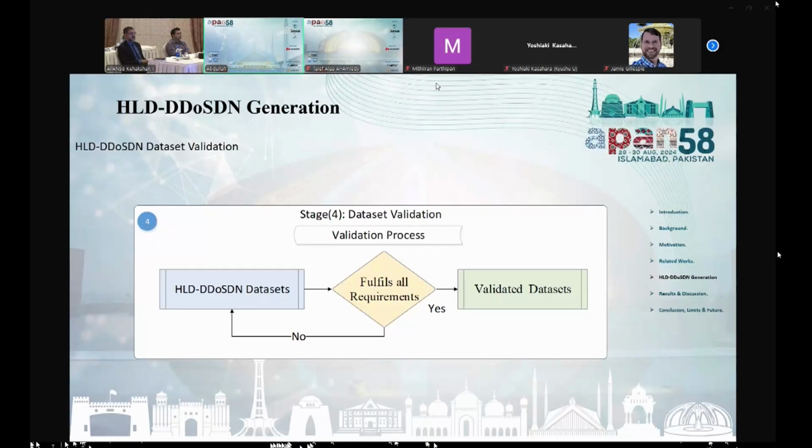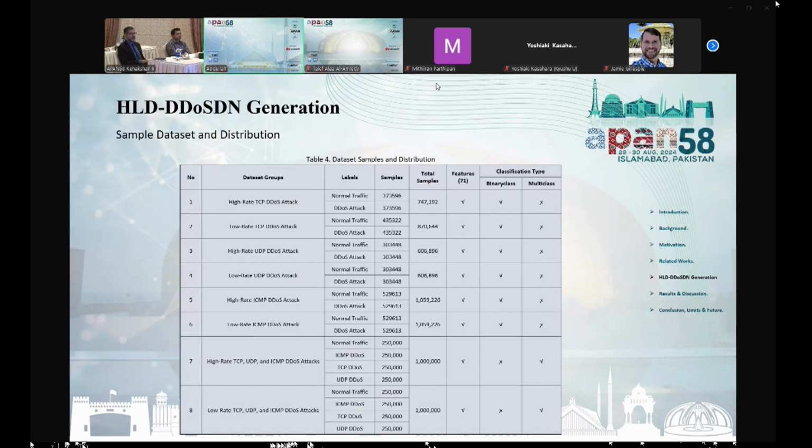In this stage, the datasets undergo validation before being accessible to the research community. This stage aims to ensure that the generated datasets are applicable and fulfill all the requirements to serve as a benchmark dataset. These requirements include realistic traffic, diversity of DDoS attacks and scenarios, dataset completeness, labeling, sufficient traffic size, balancing traffic classes, representative features, and detection accuracy verification. This table provides an overview of the distribution of these dataset samples for both multi-class and binary class classification.